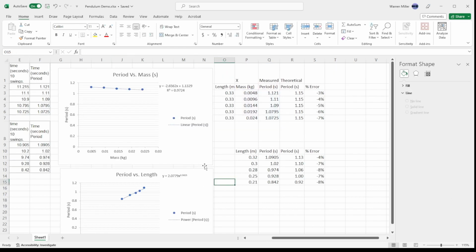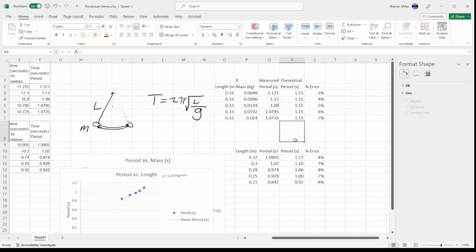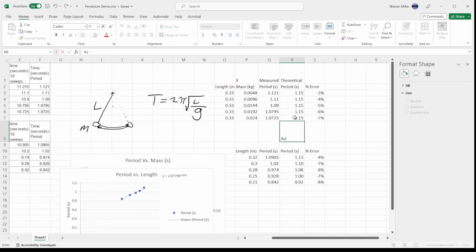Once you've graphed the data, you want to find the theoretical period using the equation period is equal to 2 times pi times the square root of L over g. You put down the period, and then we want a percent error. Now, at the end of the day, you should have an average percent error for both. The nice thing is in the spreadsheet, let's just call it average error, right? We just put an equal sign, type the word average, it's right there. Pick average.